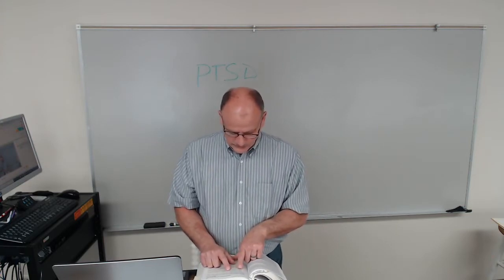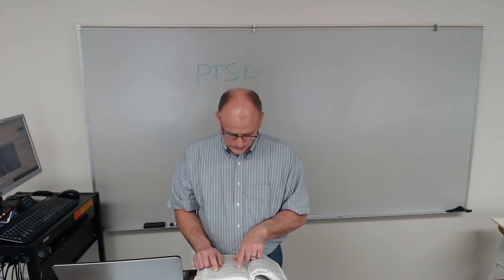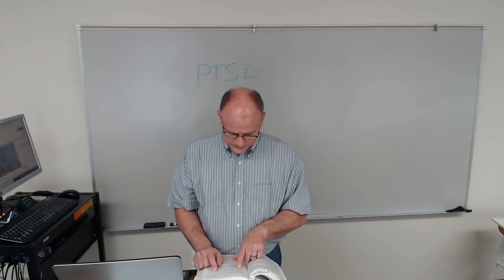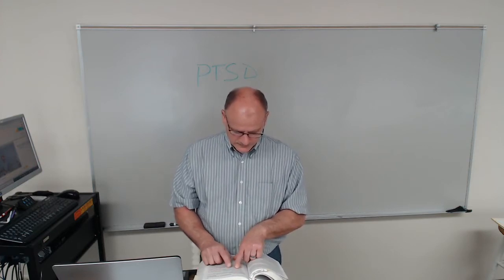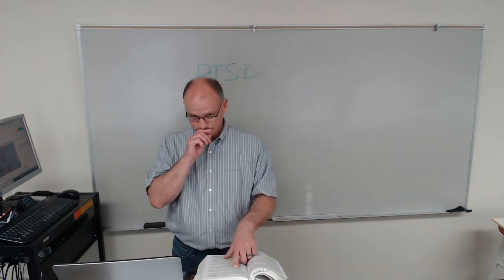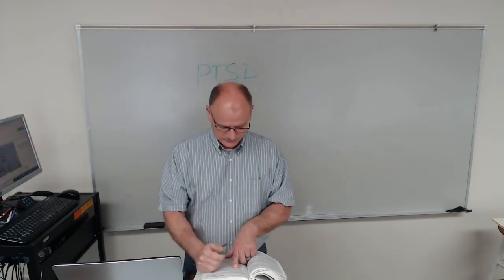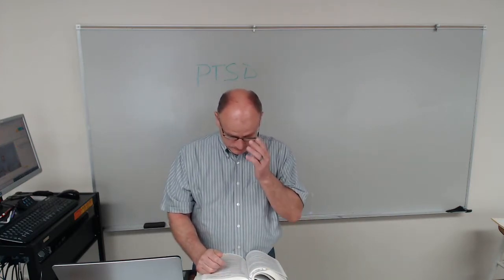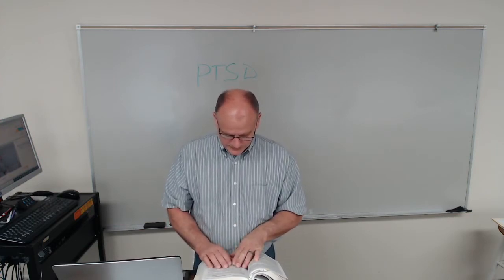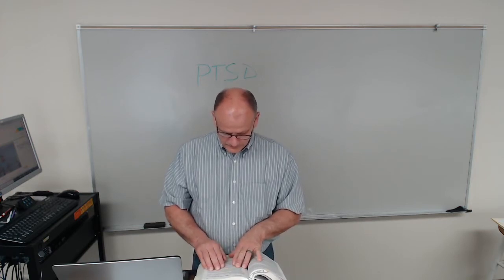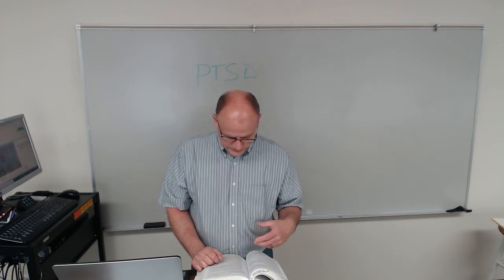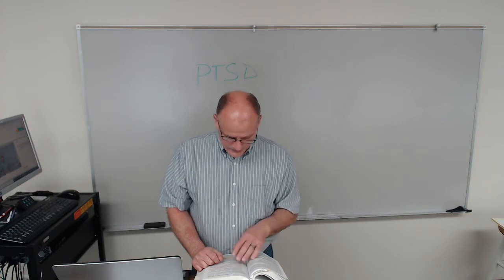Learning that a traumatic event or events occurred to a close family member or close friend. In cases of actual or threatened death of a family member or friend, the event or events must have been violent or accidental. That doesn't meet what she's going through either. Okay, so the fourth one, experiencing repeated or extreme exposure to aversive details of the traumatic event, such as first responders, police officers, or other people of that nature.